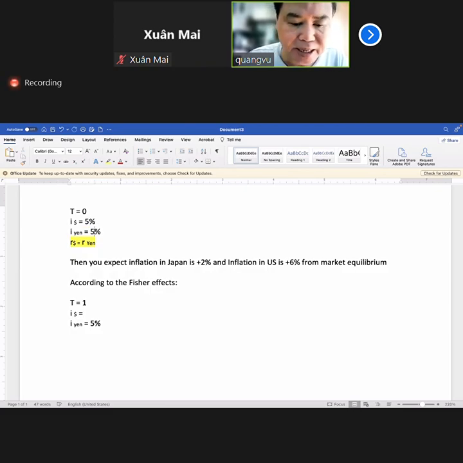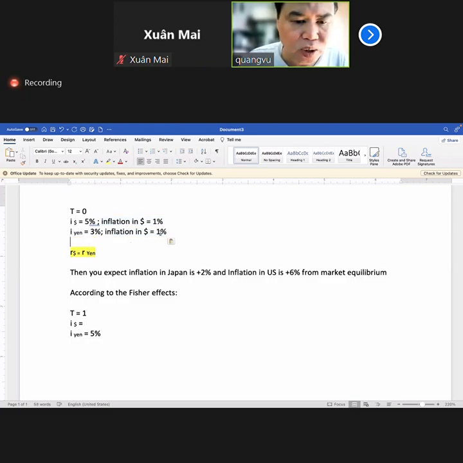Now let's do United States 5% and yen 3%. Okay, and then we expect inflation in Japan only goes up 2% and United States 11%, right? And then now hold on. We also observe inflation in United States, let's say 1%, and also at that time, t=0, inflation in Japan, also 1%.